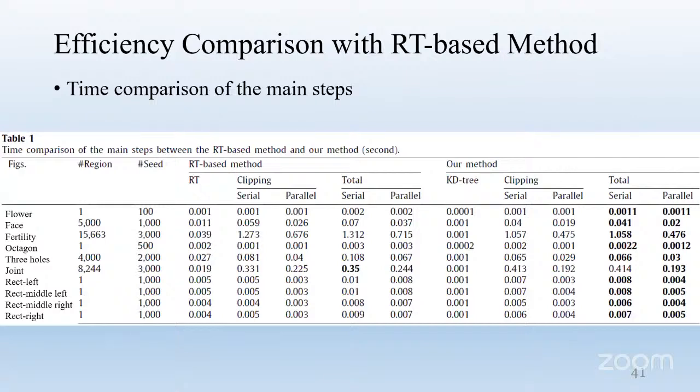This table is the comparison of the main steps between the regular triangulation-based method and ours. Our method spends most of its time in the clipping stage, while the regular triangulation-based method spends less on clipping because the triangulation provides an explicit neighborhood for each seed. Its main time cost is the construction of triangulations.